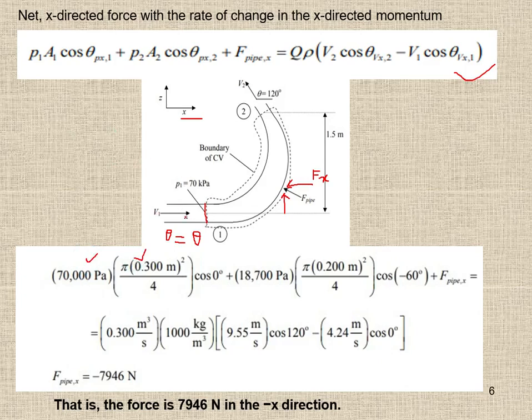Since the entering direction of flow and the x-axis are parallel to each other, theta is equal to 0. Since this equation is a general equation, you can use it for any type of elbow. Here again, P2 we calculated as 18.7 kilopascal, and then area A2, which is reduced, and cos minus 60 degree.